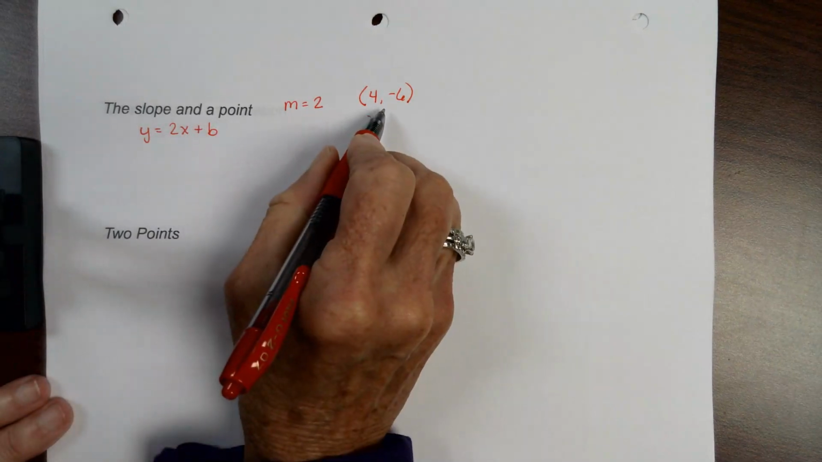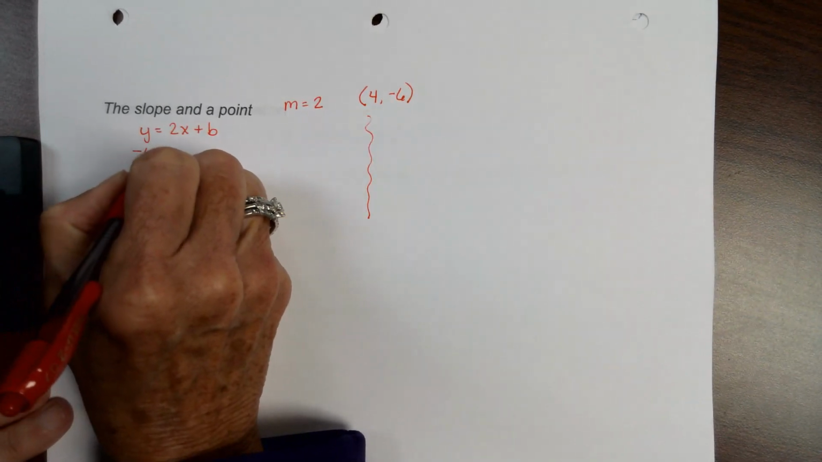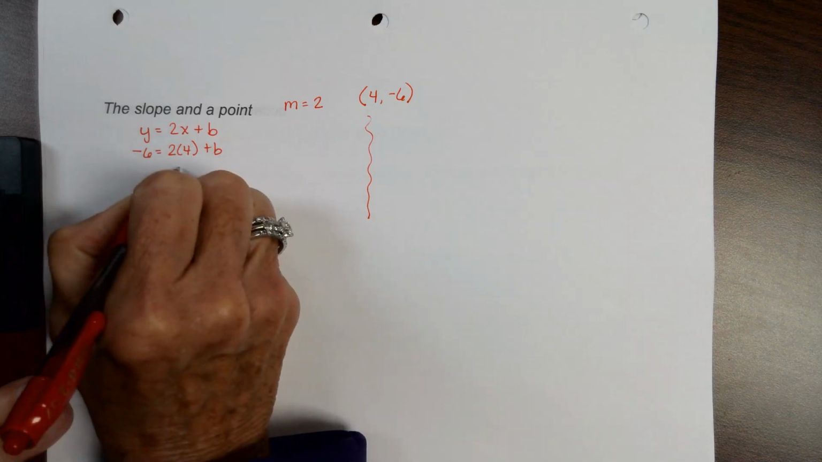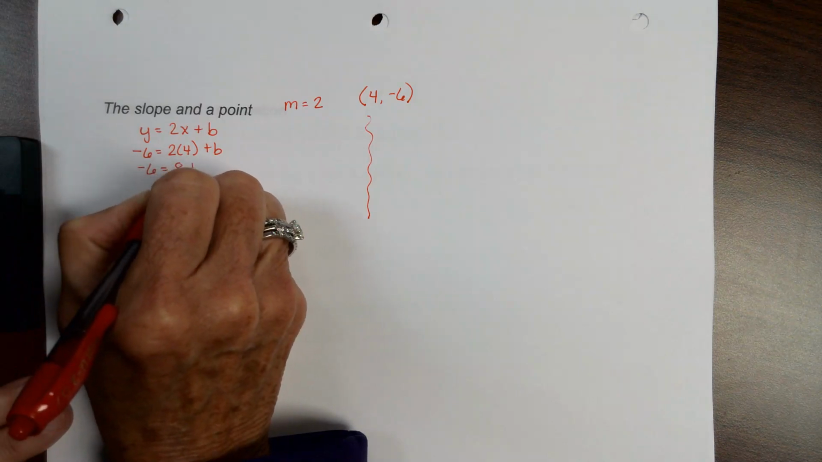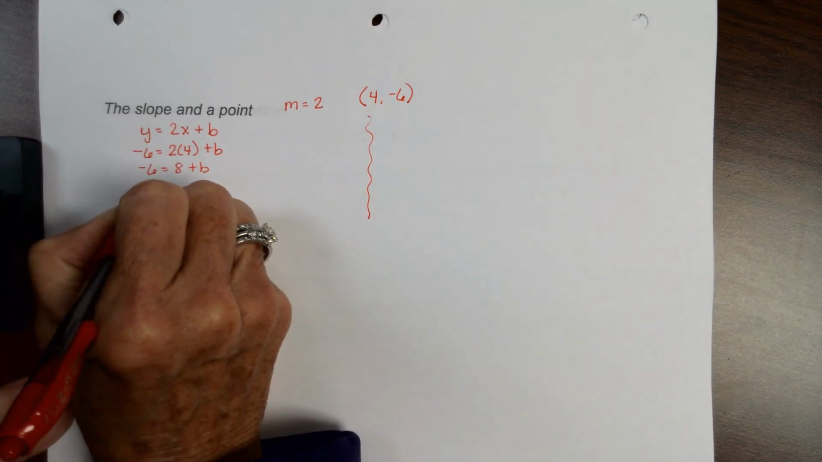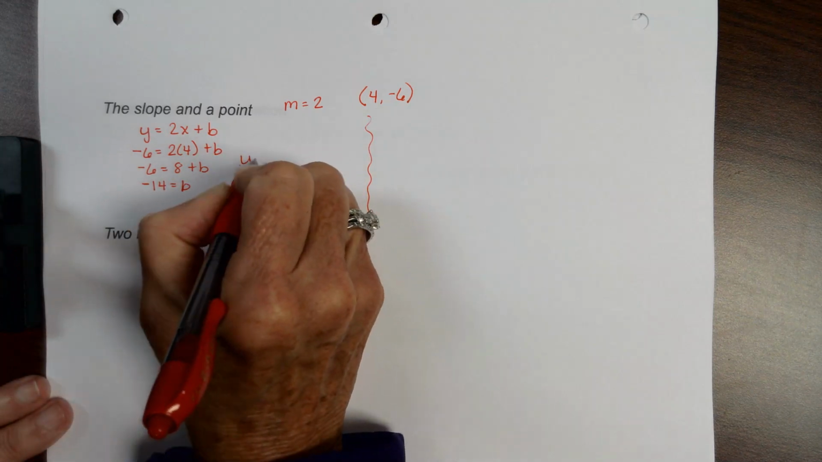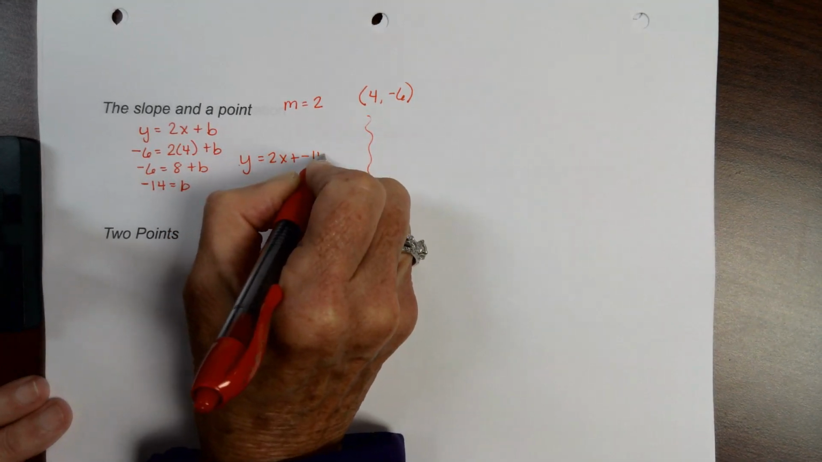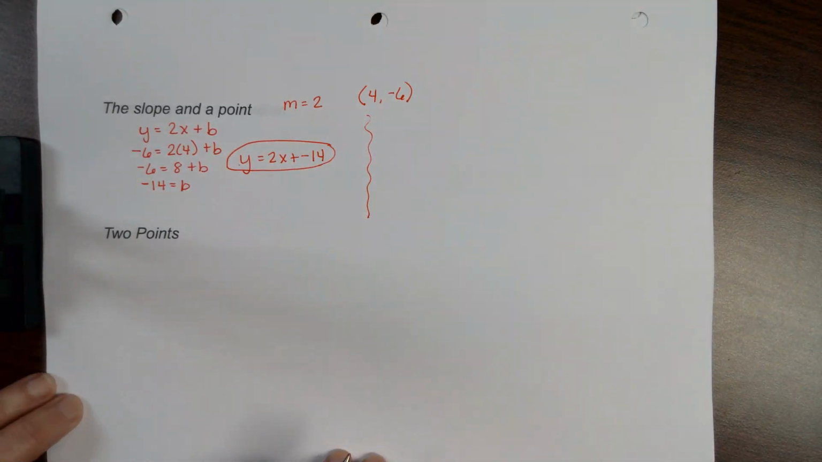Then I'm going to plug in my x and y, so I have negative 6 is equal to 2 times 4 plus b. Then I'm going to solve for the b, so I have negative 6 is equal to 8 plus b. I'm going to subtract the 8, get a negative 14 is equal to b. Then I'm going to plug back in the slope and the y-intercept, or the b. And I find out that that is the equation of the line in slope-intercept form.